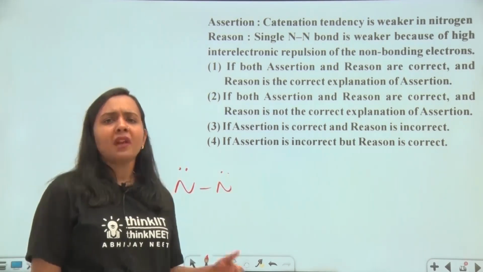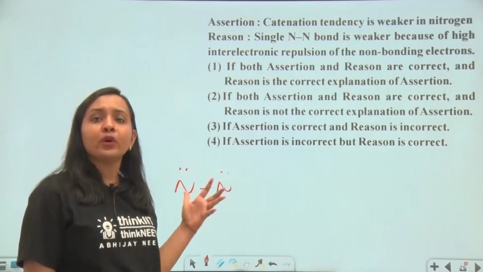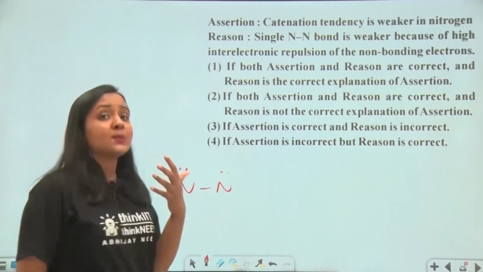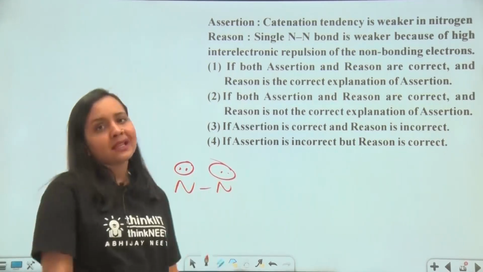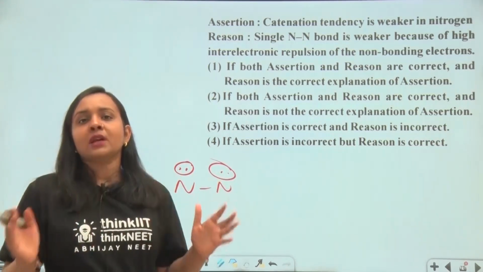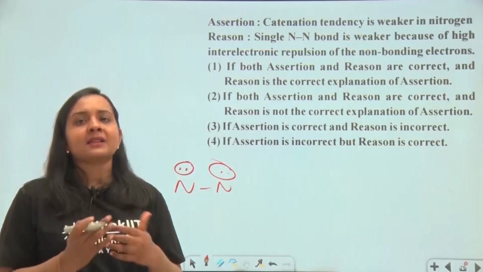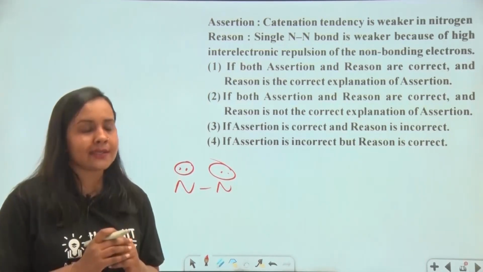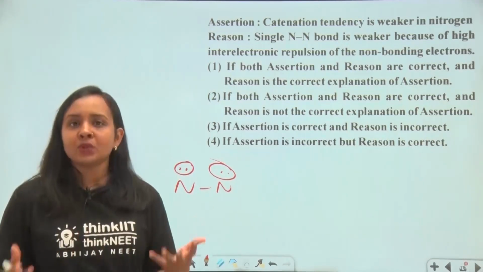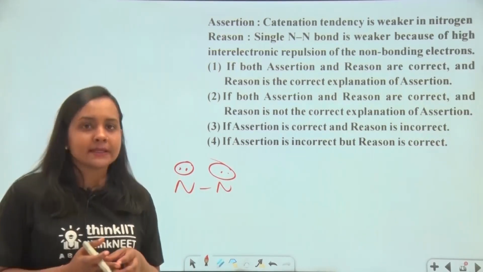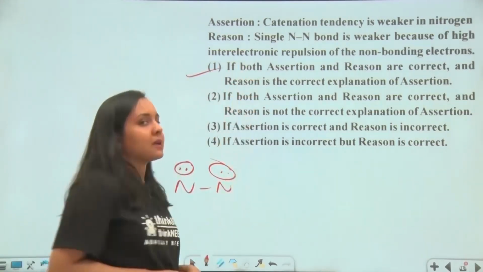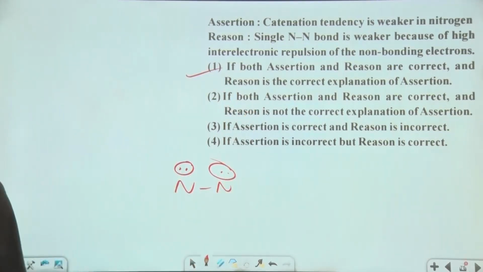So whenever nitrogen forms single bonds, non-bonding electrons are present, and due to the small size of nitrogen, inter-electronic repulsion will be present, and that's why this nitrogen-nitrogen single bond will be weak, and that's why it has weaker catenation tendency. So assertion and reason both are correct, and the reason is also the correct explanation of the assertion. So option 1 is the correct answer. Thank you.